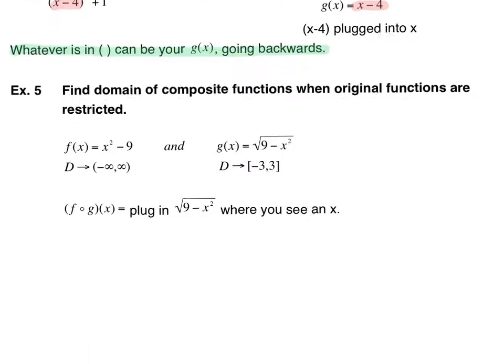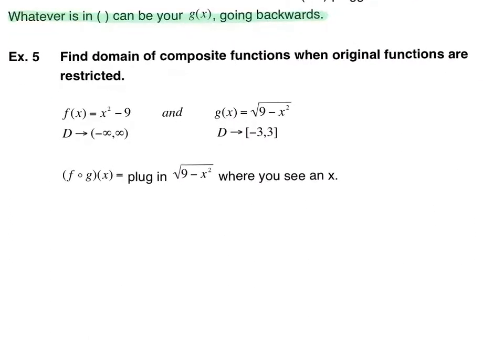All right, last problem. Now we talked a little bit about finding the domain of a composite function when your original functions are restricted. So this time, this function is not restricted. It's not in the denominator of a fraction. It's not underneath a radical. But notice how this is underneath a radical. So it is restricted. Well, the question is, how do they get this?